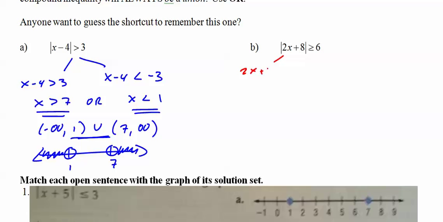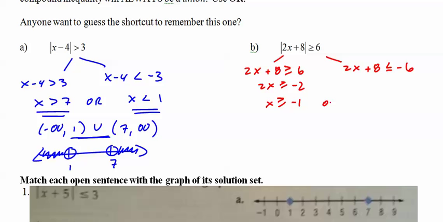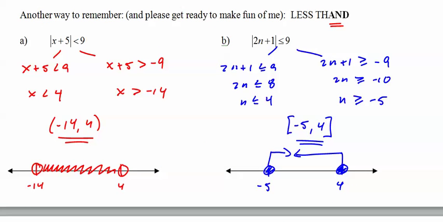2x plus 8 is greater than or equal to 6. 2x plus 8 less than or equal to negative 6. 2x greater than or equal to negative 2. X greater than or equal to negative 1. Or, did I put AND on those previous ones? I didn't. AND. Very upsetting. AND.